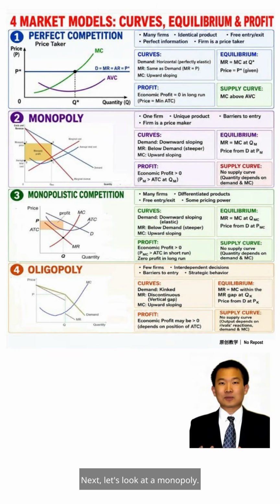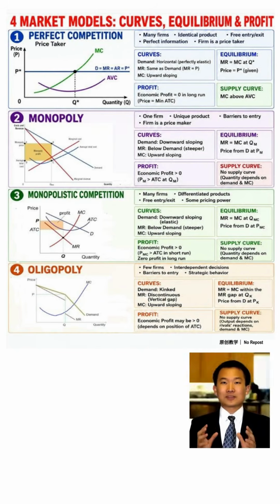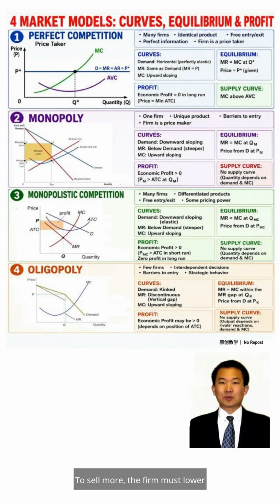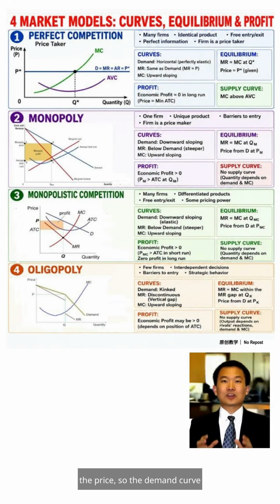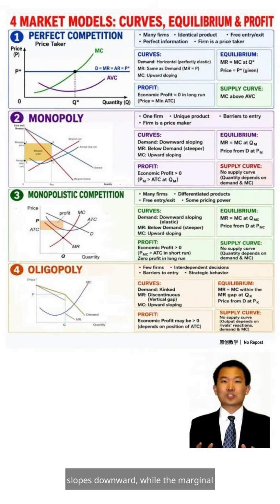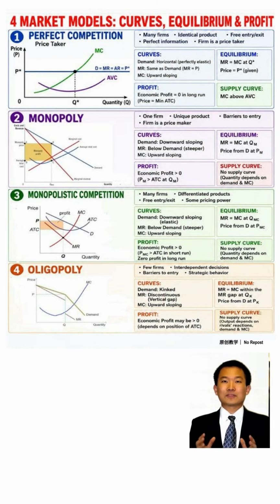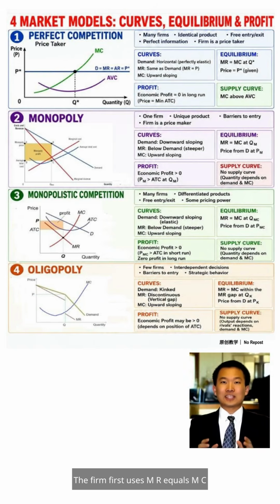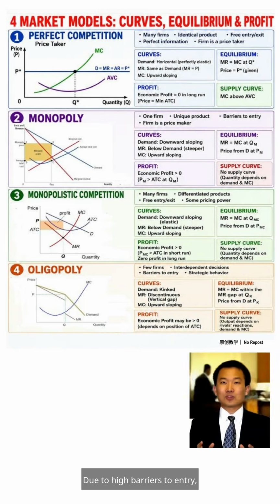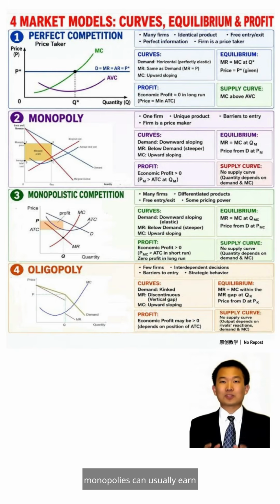Next, let's look at a monopoly. There's only one firm, so the firm is a price maker. To sell more, the firm must lower the price, so the demand curve slopes downward, while the marginal revenue curve is always below it and falls faster. The firm first uses MR equals MC to find the optimal output, then reads the price from the demand curve. Due to high barriers to entry, monopolies can usually earn economic profits in the long run.